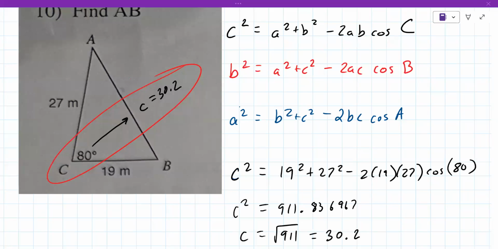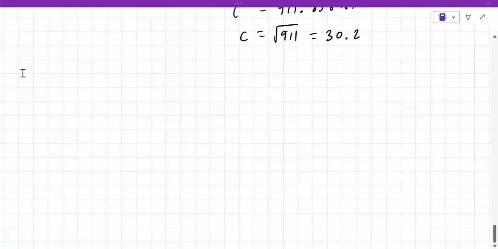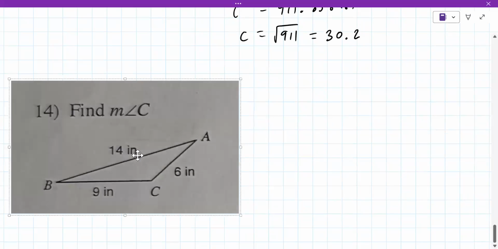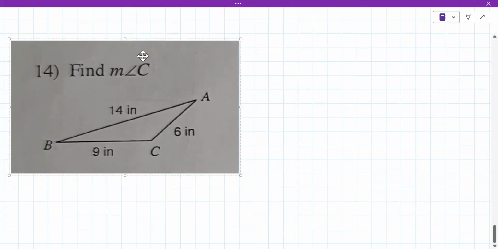All right, so let's look at 14. So this is the other possibility. The other possibility is you're given all three sides and you have to find an angle. And like I was mentioning, you can start from this to find it.